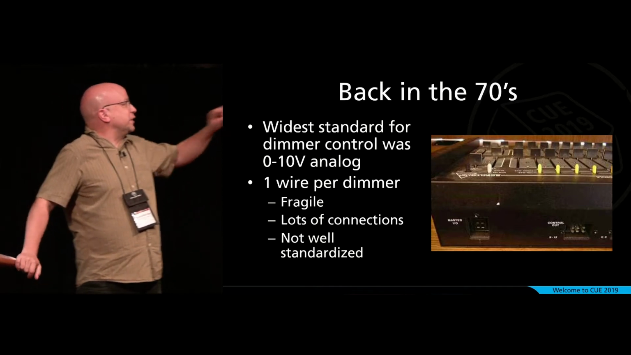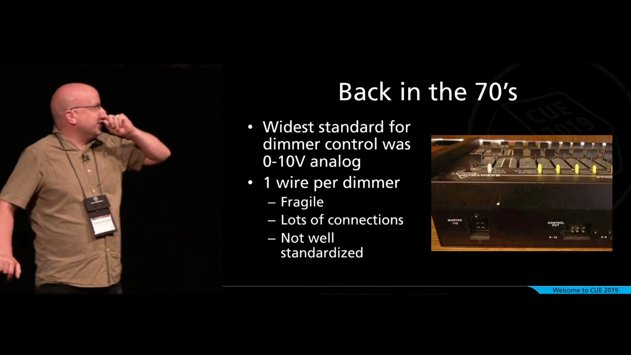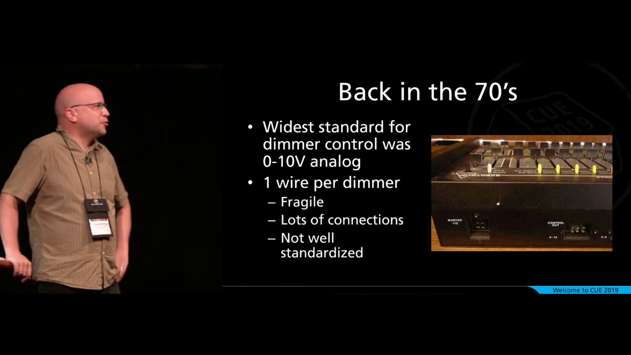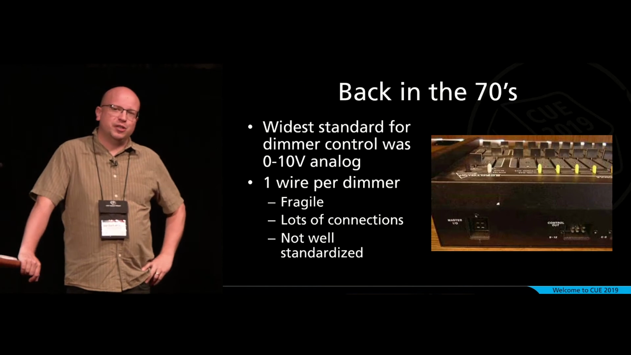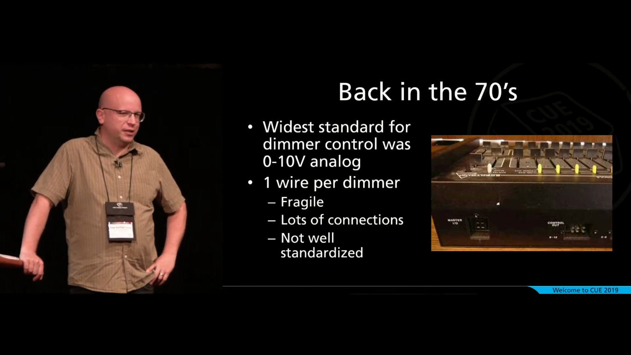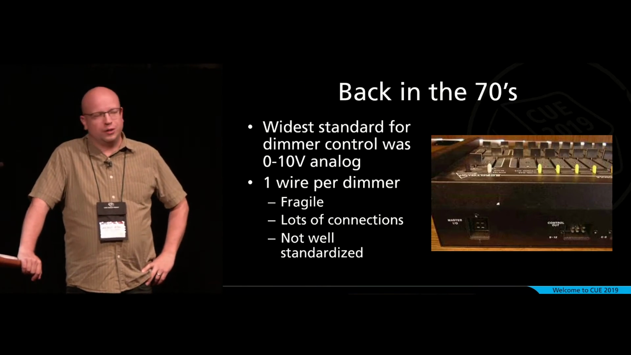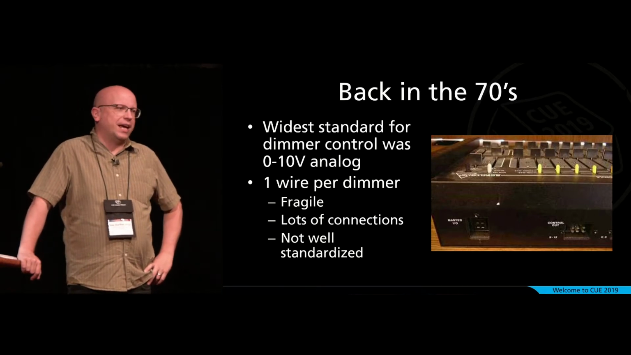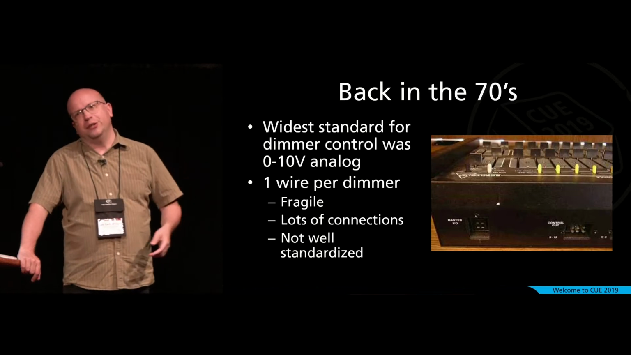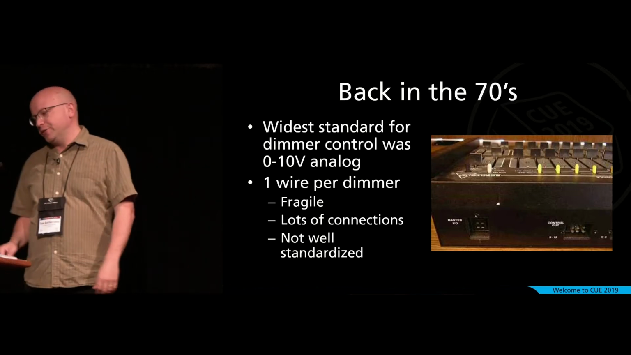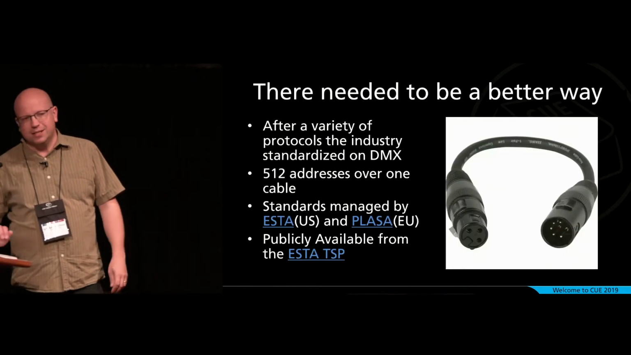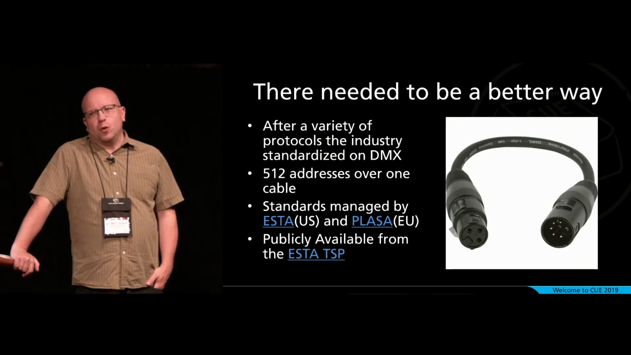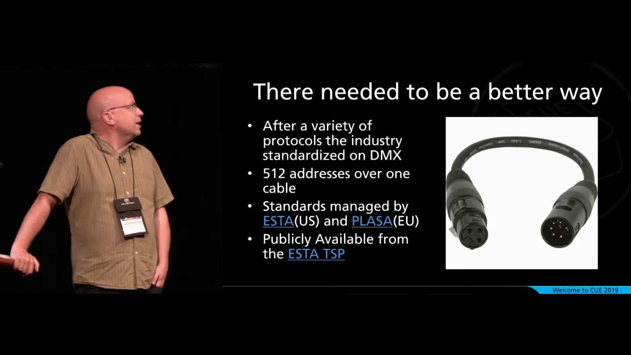So you can see a picture here of the back of a console from that kind of era. You had lots and lots of connections on the back of it. And this was not really a very good idea when you had lots of dimmers. It meant you had a lot of wires to deal with. They were very fragile. They broke very easily. It also wasn't well standardized. Everybody had a different way of doing it, a different connector, a different voltage range they used. It was pretty painful. So there was really a need for a better way to do control of lighting.